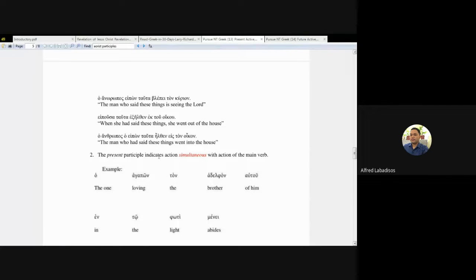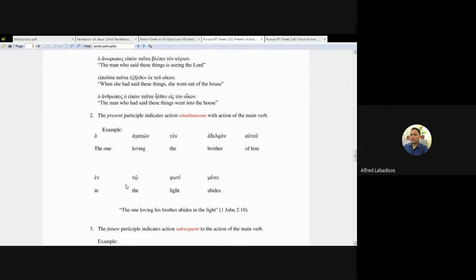The present participle indicates action simultaneous with the action of the main verb. When we say simultaneous, it happens at the same time. For example, ho agapon ton adelphon autou en to photi menei. So we have ho agapon, a participle: the one loving the brother of him. This is a literal translation, okay? The one loving the brother of him in the light abides.